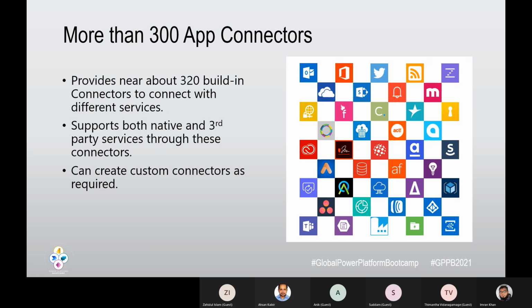So how does this connect with others? Power Automate provides more than 300 app connectors or service connectors by default.